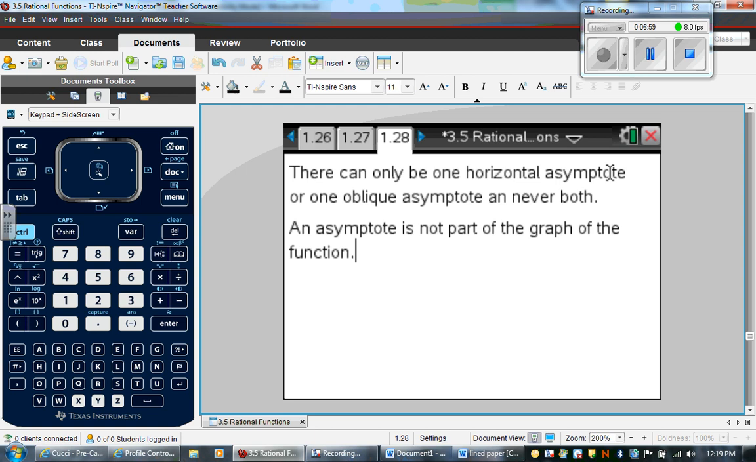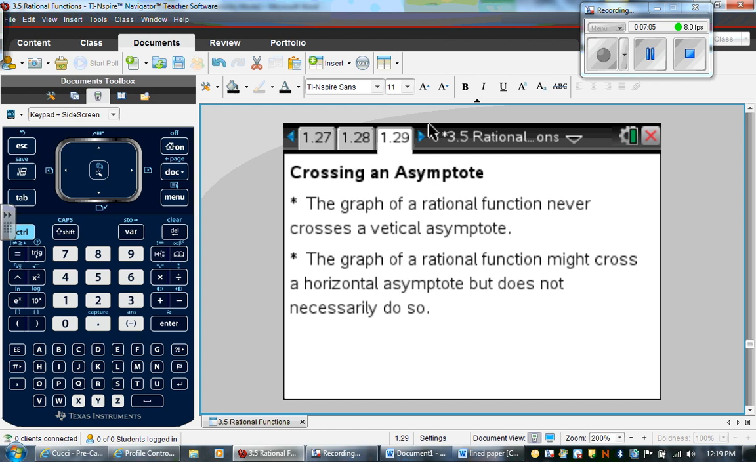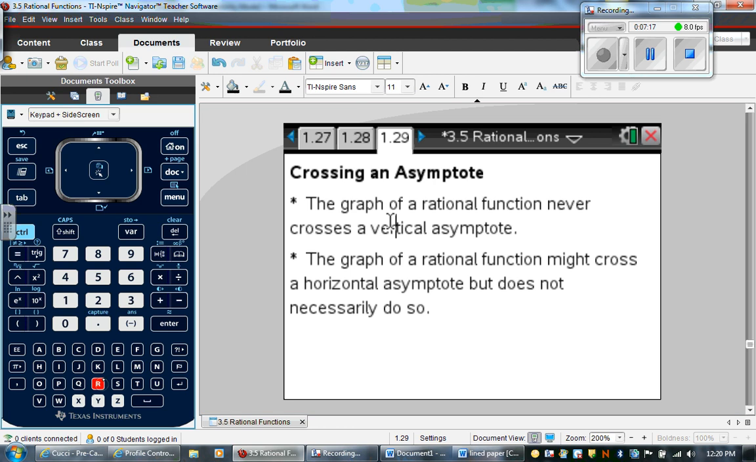An asymptote is not part of the graph of the function. That's why we do it in dotted and we kind of sketch it in. It shouldn't actually be a solid line. The graph of a rational function never crosses a vertical asymptote. Okay, the graph never crosses a vertical asymptote. The graph of a rational function might cross a horizontal asymptote, but doesn't necessarily. So we will see some occurrences where it does cross a horizontal.